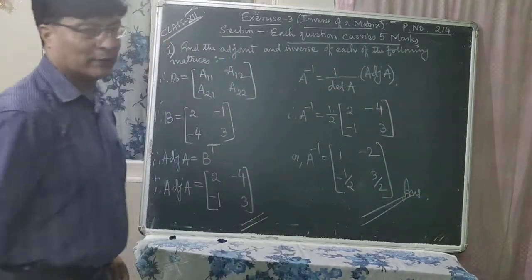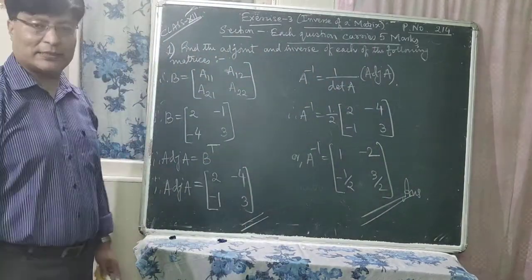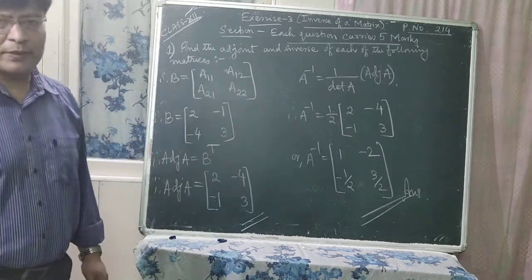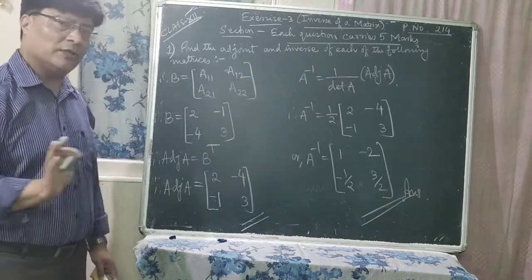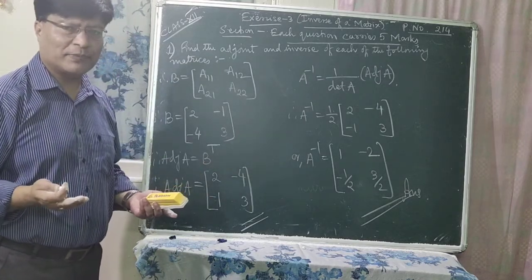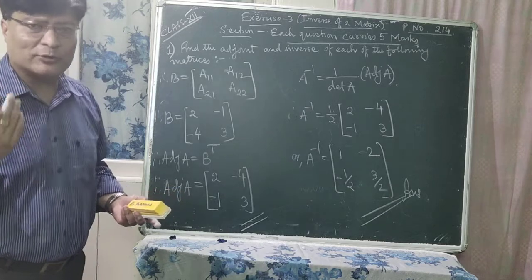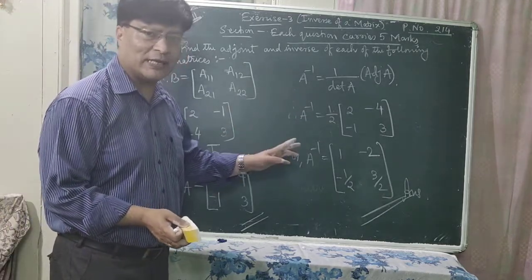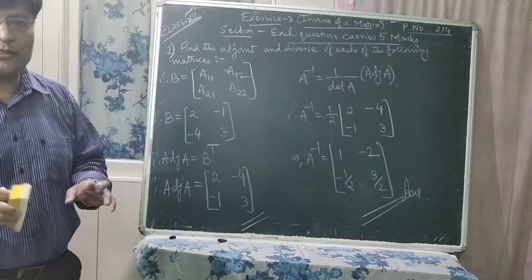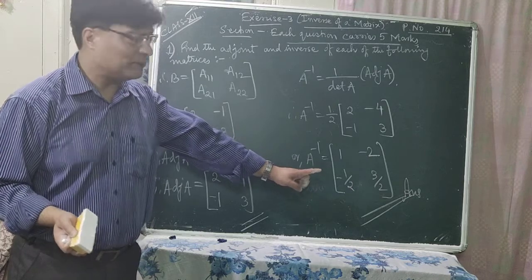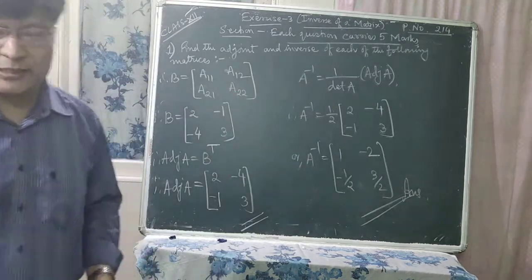So I think you have understood it. In the last online class also we did this type of problem. You can check it at home: A dot A inverse is equal to I. Just find out A dot A inverse. If you get I, that is 1, 0, 0, 1, then this is the correct answer. Okay, now let's do the next problem.